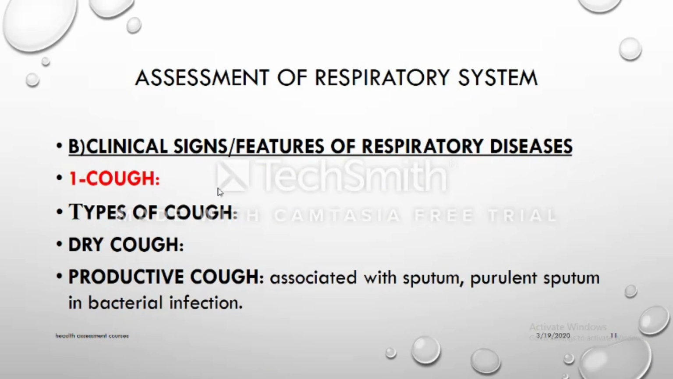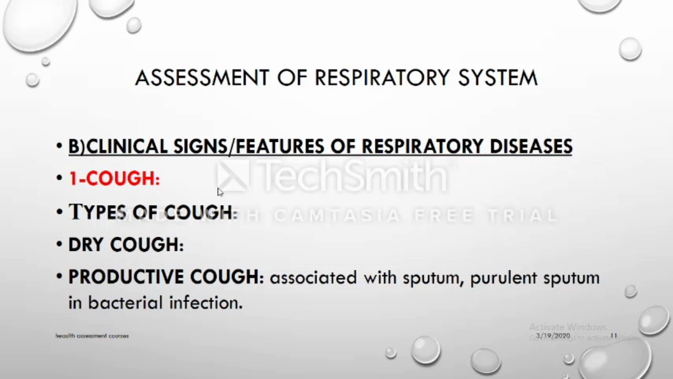The assessment of the respiratory system also includes the second part, which is clinical signs and features of respiratory diseases. You know, we have many problems as clinical features of respiratory diseases. The first one of them is cough. You know already that cough is a reflex. It is not abnormal, but when does it become abnormal? If it is persistent.